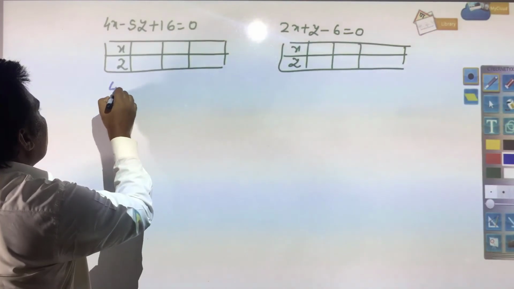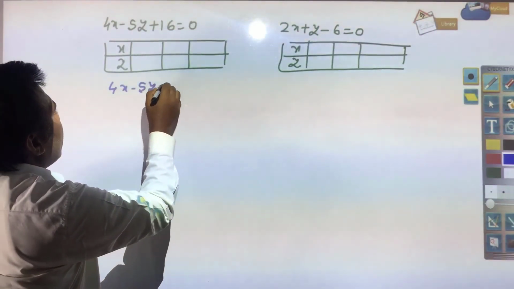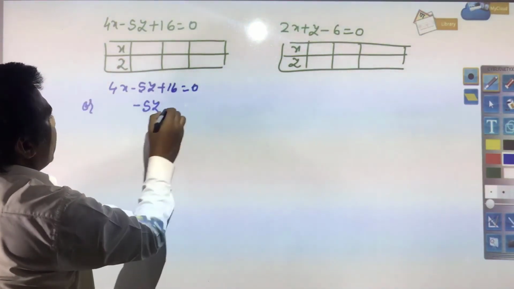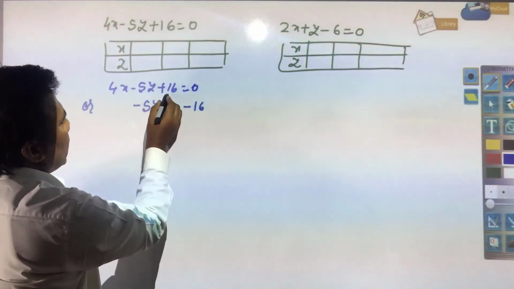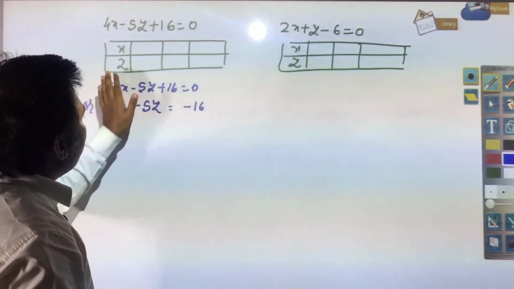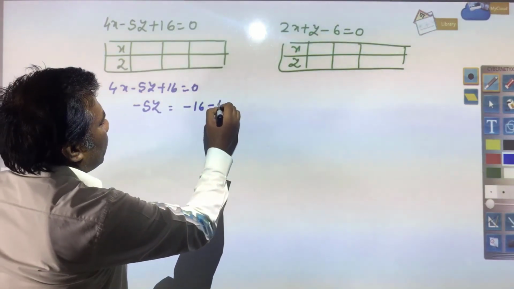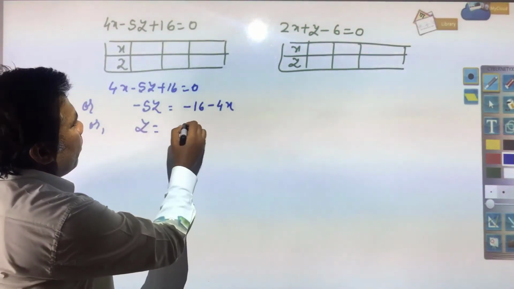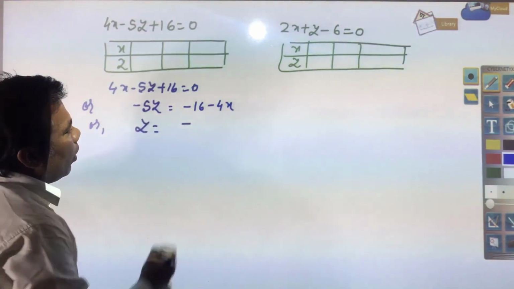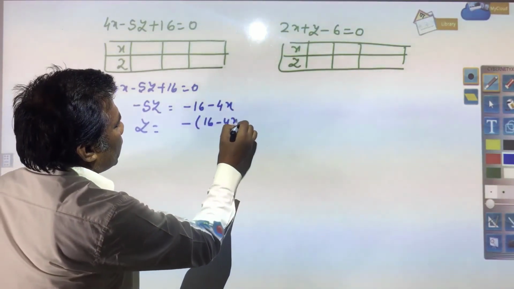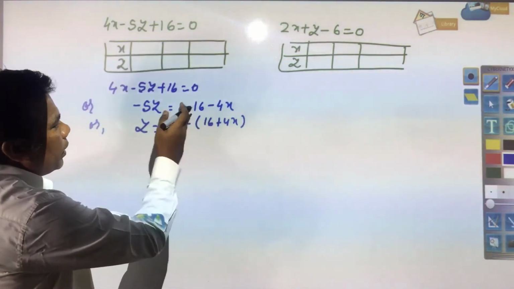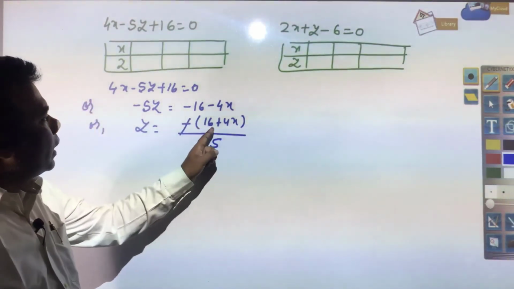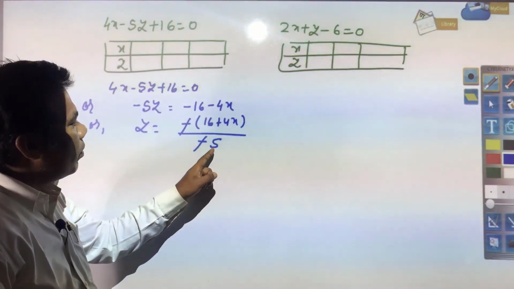Here you have 4x minus 5y plus 16 is equal to 0. How will we write this? Minus 5y will be equal to minus 16, minus 4x, as 16 and 4x are taken to the right side. So y will be, taking minus common, 16 plus 4x divided by minus 5, and the minus will cancel. So you have y equal to 16 plus 4x divided by 5.